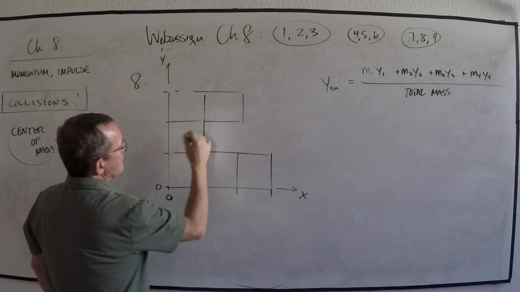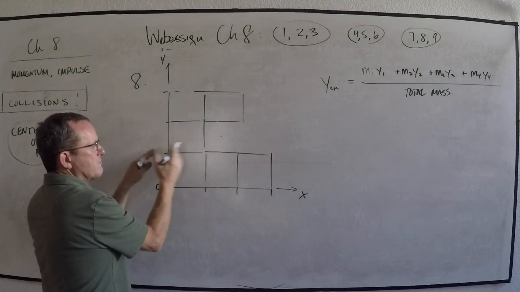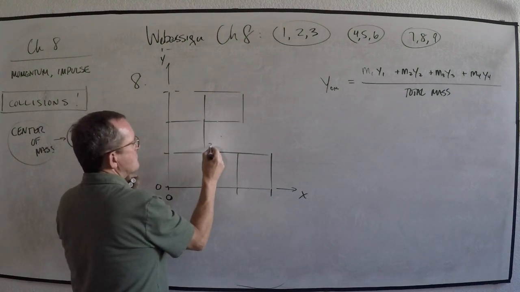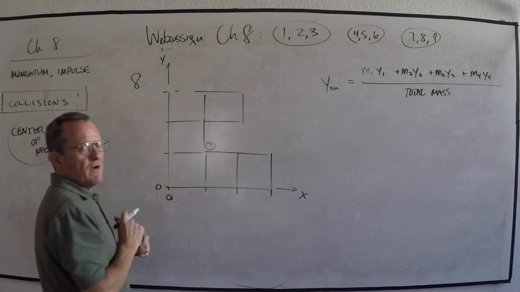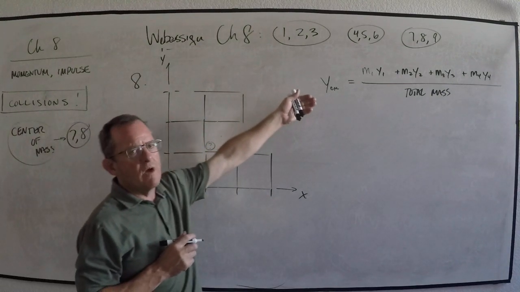That means if the center of this thing is right here, the center of mass is going to be more toward the bottom and more toward the left. So it's probably going to be like there or so, I don't know. But you can calculate it. How do you do that? Exactly the same way we did here.